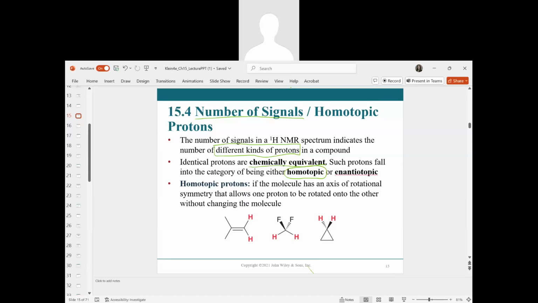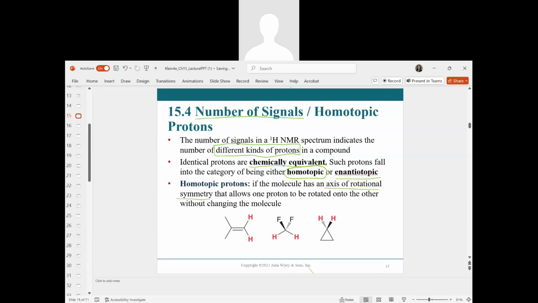We can also see enantiotopic protons, and we can differentiate between the two. But remember that these homotopic protons would all produce the same signal. A way of defining these is if they have an axis of rotational symmetry.